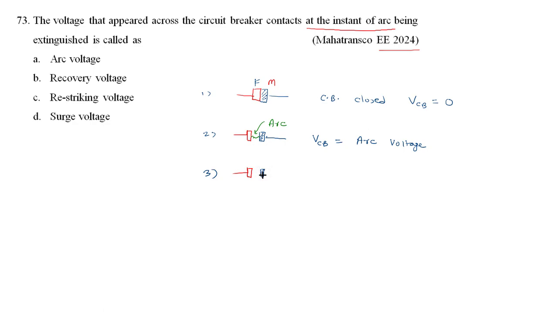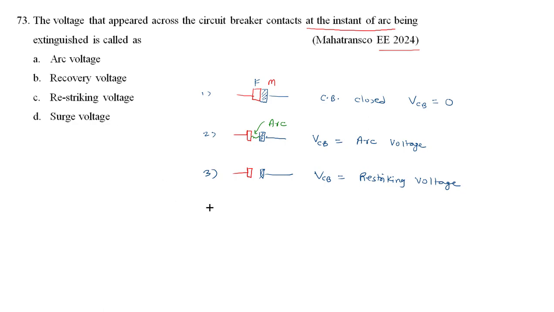So at that particular instant, a high voltage will appear across the circuit breaker, and that voltage is known as restriking voltage. This voltage will try to restrike the arc once again. It is the voltage that appears across the breaker contacts at the instant of arc being extinguished. The arc is not completely extinguished yet, or there is no successful arc extinction, but just at the instant of arc being extinguished, the voltage that appears across the breaker is known as restriking voltage.